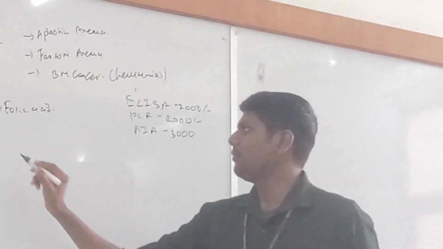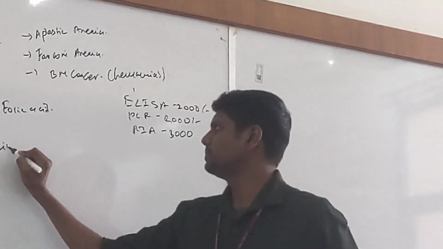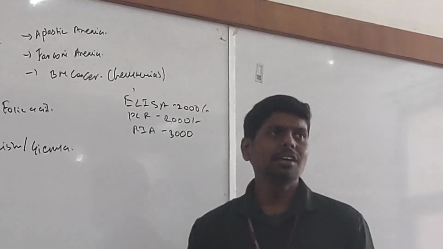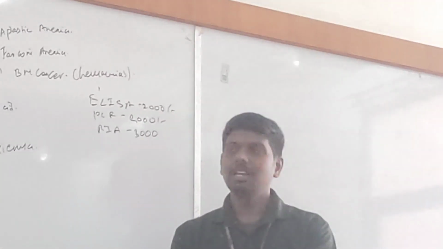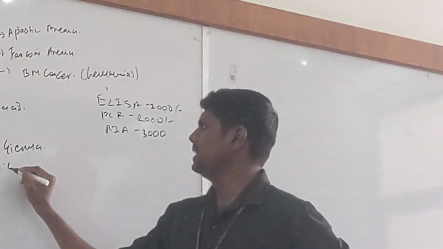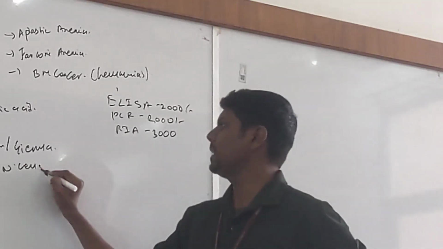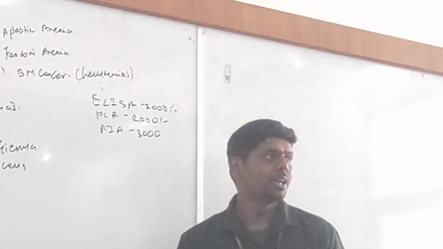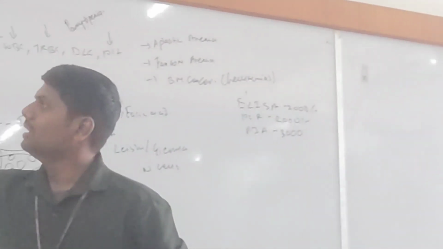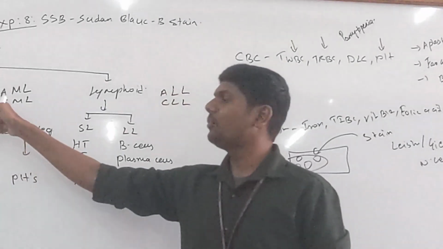So maybe you can perform Leishman stain or a Giemsa stain. You perform Giemsa or Leishman. Leishman or Giemsa will only identify the normal cells. The normal cells can be identified by Leishman and Giemsa. I just want to tell one important thing here. I forgot, what is the meaning of myeloproliferative?